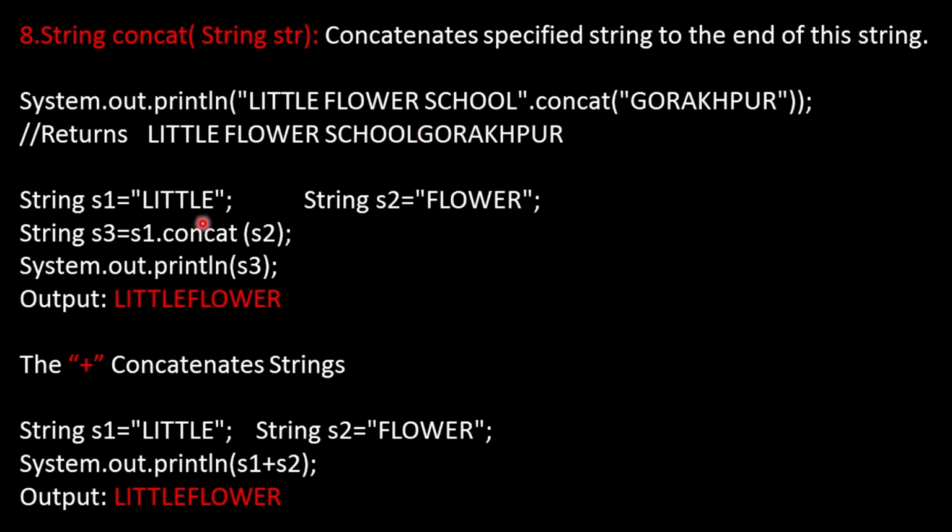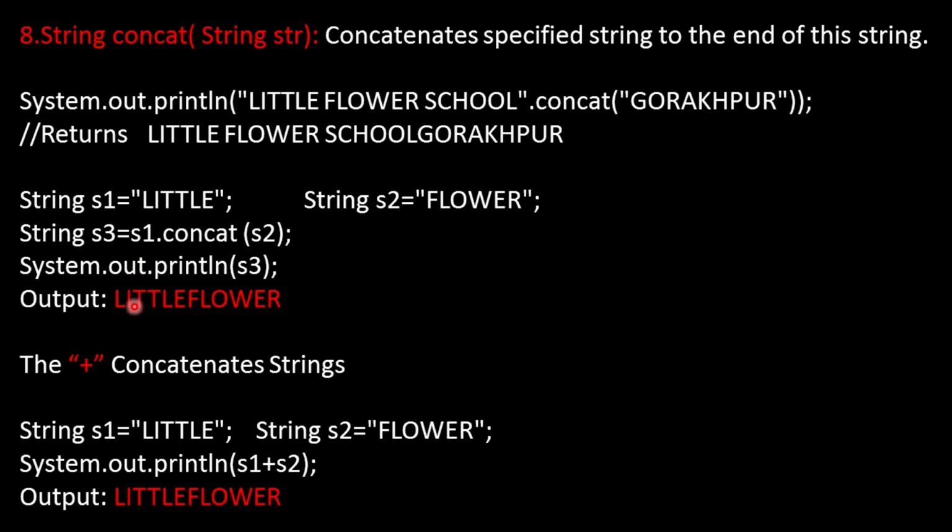Let us see another example. String s1 is equal to little, s2 is equal to flower. We are going to add this. So how can you add this? By using a variable s3. s1 dot concat s2, then these two strings will be added and stored in the variable s3. So system.out.println s3 means the first string and the second string will be added and printed. What is the first string? Little. And what is the second string? Flower. Both will be added, littleflower, without any space.